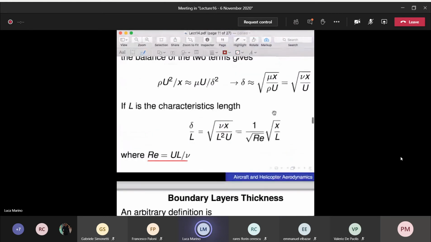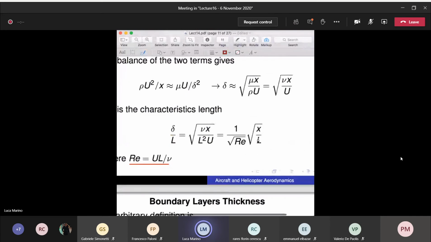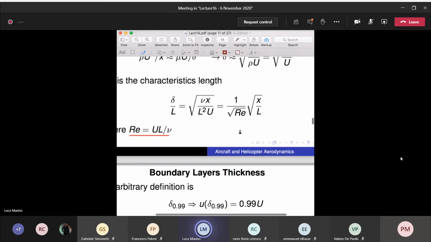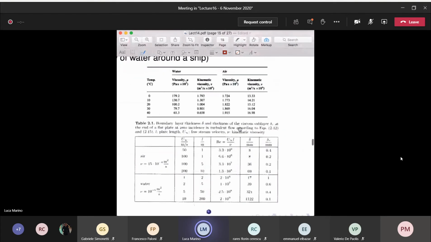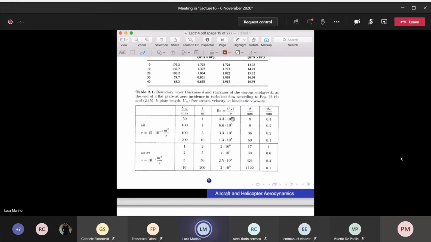Delta over L is of order 1, as we said yesterday. Delta over L will be 1 over the square root of Reynolds. This is approximate, because it is just a comparison of order of magnitude, not exactly 1 over the square root of Reynolds. There is a coefficient that can be different. So this means that the difference is significant if the Reynolds number is quite large. Is it clear now?